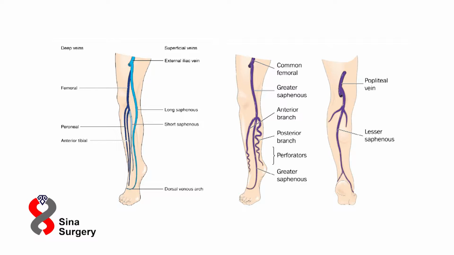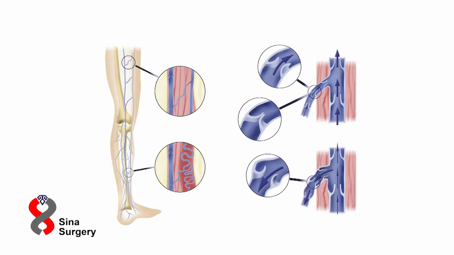The femoral vein and the deep vein of the thigh make up the deep vein system. The great saphenous vein and the lesser saphenous vein make up the superficial vein system. Normally, blood flows from the superficial vein system to the deep vein system by way of the perforator veins, which connect the two systems together.